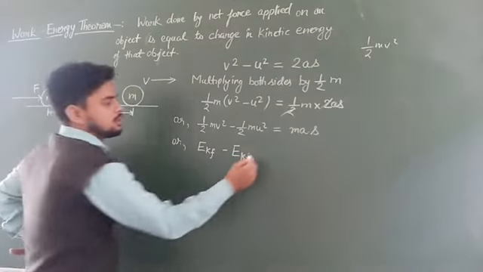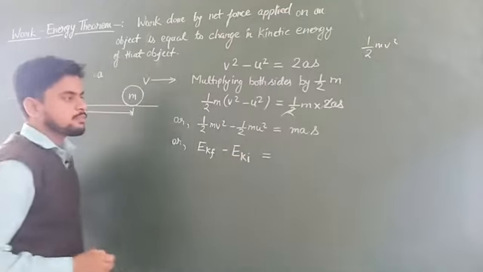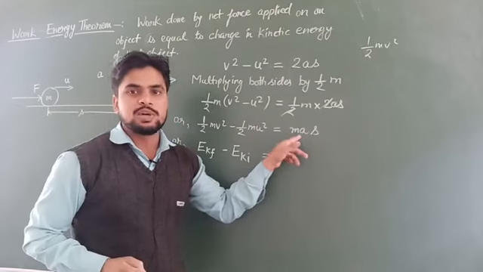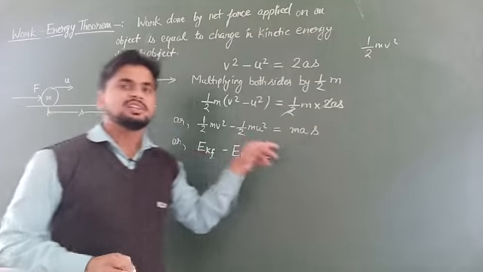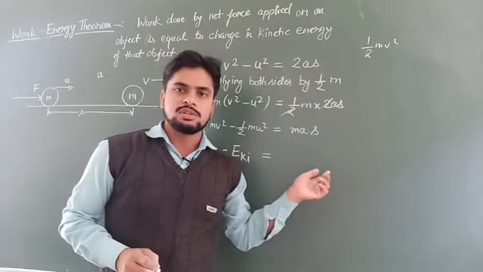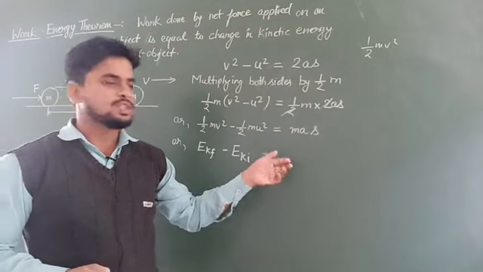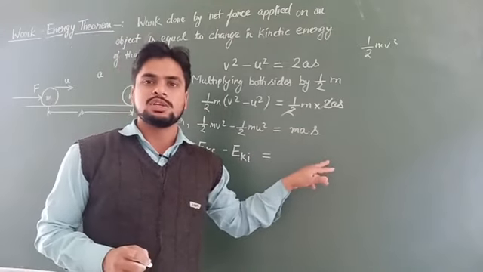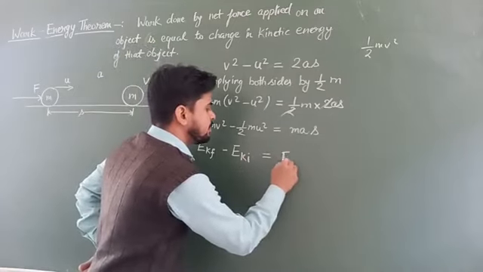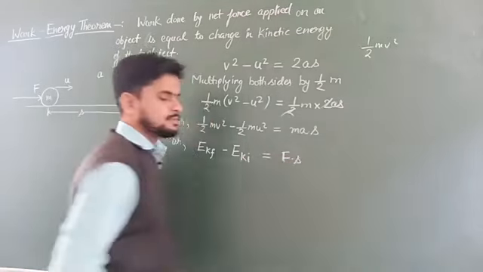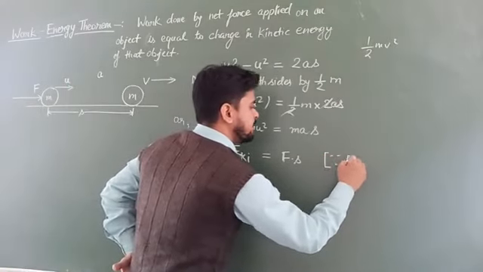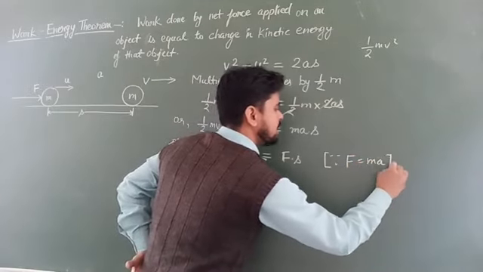Okay, friends. Now let us see the right hand side. Here we have a term m into a, mass into acceleration produced in the object by the net force which is applied. So according to the second law of motion, you know that net force is equal to mass into acceleration produced in the object. So here m into a can be written as F into s. Why? Since F equals m into a by Newton's second law of motion.